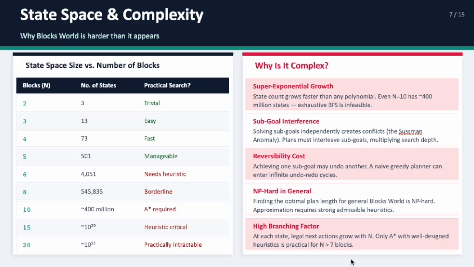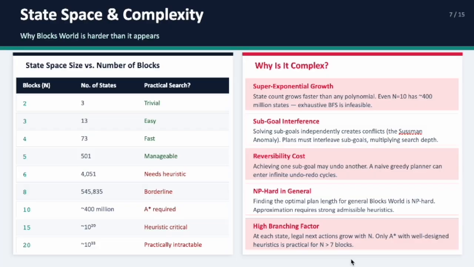On the right, we have 5 reasons why block world is genuinely hard. First, super-exponential growth. Exhaustive search simply stops being feasible around n equals 7. Second is sub-goal interference. You cannot solve each sub-goal independently and concatenate the results. Third, reversibility cost. A greedy planner that makes locally good moves can end up in infinite loops, undoing and redoing the same actions.